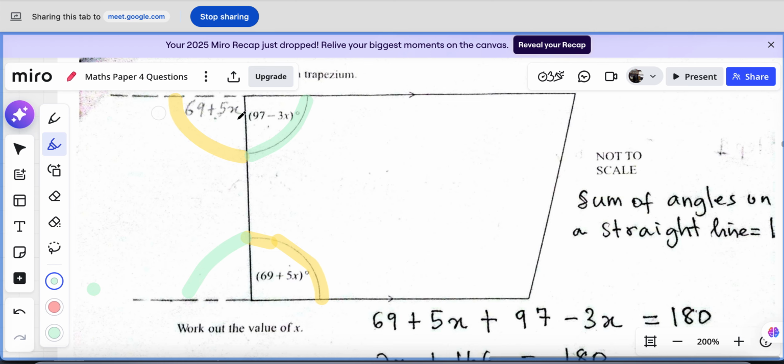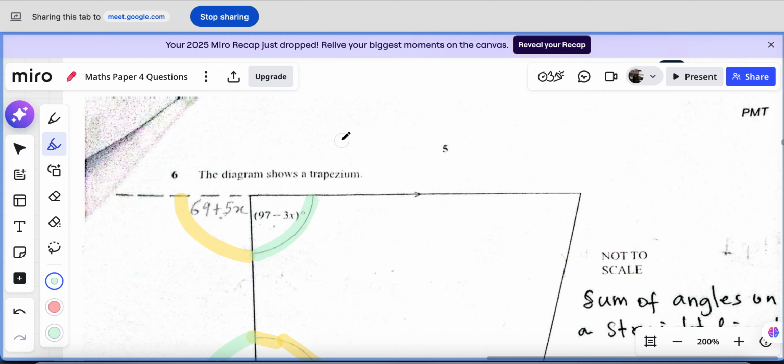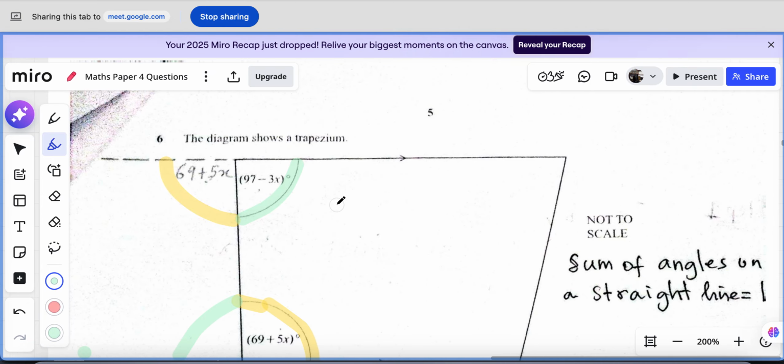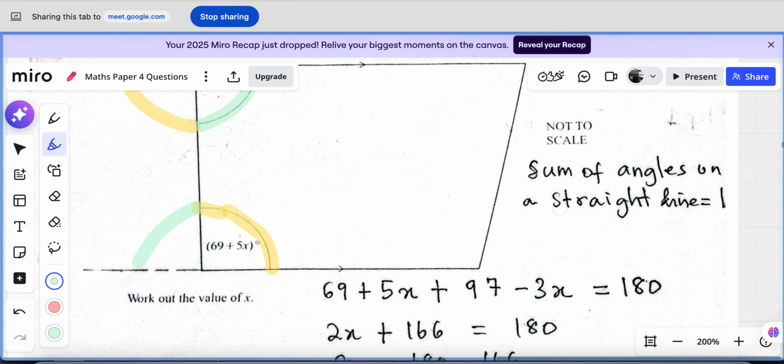You know this angle plus this angle, this yellow and this green, if you add them together, forms an angle on a straight line. Sum of angles on a straight line sums up to 180 degrees. It's cut here, but that's what it is. 180. So that's what we're going to do.